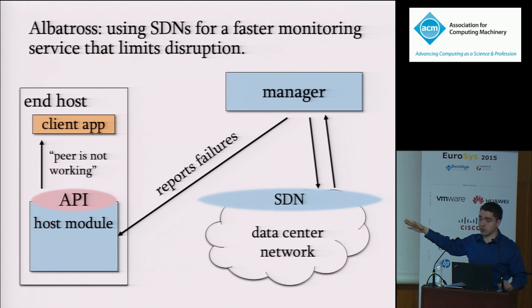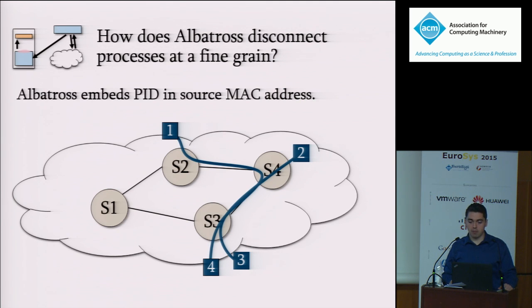Now, before the manager reports the failures, it needs to make sure that those reports are definitive so that processes that are a client of Albatross don't end up with split brain scenarios. To do that, it's going to install rules in the software-defined network to disconnect suspected processes. Specifically, we're going to embed a source MAC process identifier inside of source MAC addresses and block based on this identifier.